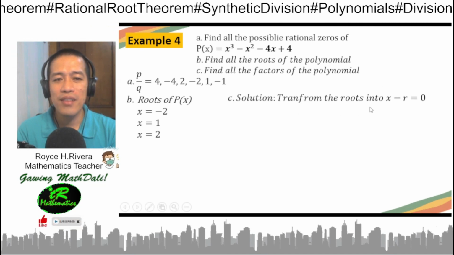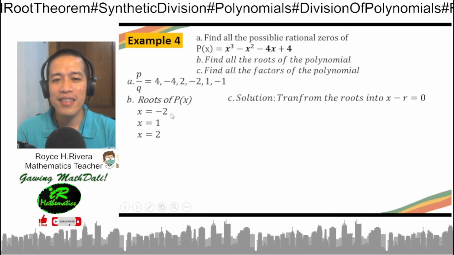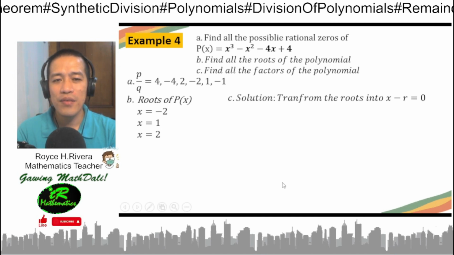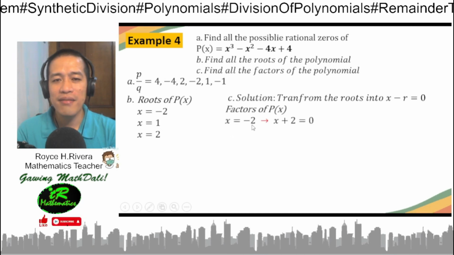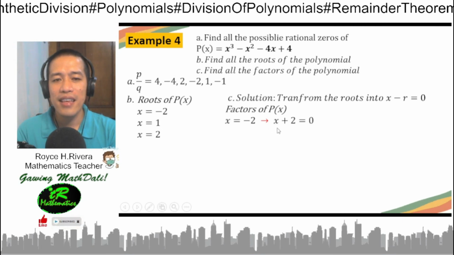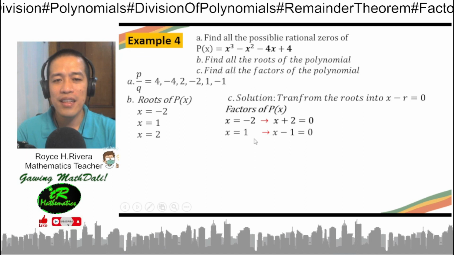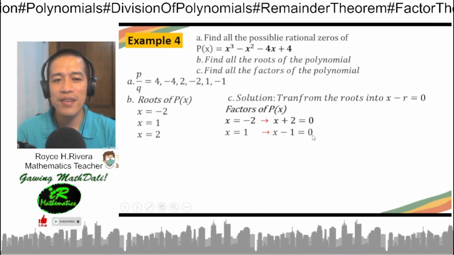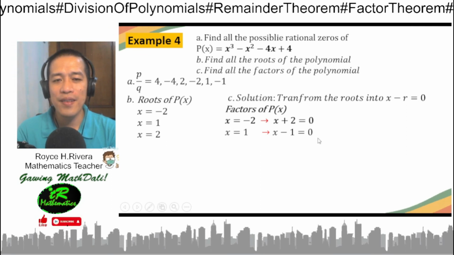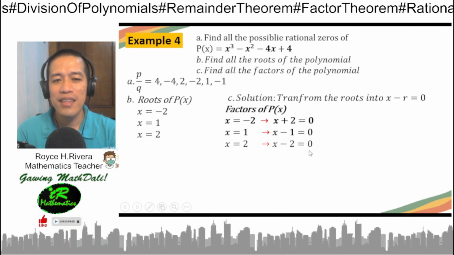Just transform the roots into the form x minus r equals 0. So here we have the roots of the polynomial. Just transform this into the form x minus r equals 0. So we will start with x equals negative 2. We add the additive inverse of negative 2 to both sides of the equation, and we will get x plus 2 equals 0. Next, x equals 1. We transform this into x minus r equals 0 by adding the additive inverse of 1 to both sides of the equation, and we will get x minus 1 equals 0. Finally, x equals 2. We will obtain x minus 2 equals 0.